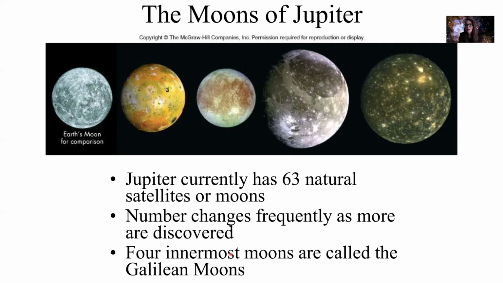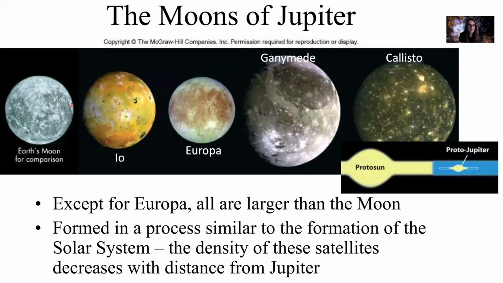The four innermost moons are called the Galilean moons. Those are the four innermost and four largest moons of Jupiter. Here are those four Galilean moons in comparison to our own moon. We've already talked a little bit about them, but our Galilean moons are Io, Europa, Ganymede, and Callisto, here listed in the order that they are away from Jupiter. So Io is the closest one in to Jupiter, and Callisto is the furthest Galilean moon out from Jupiter.